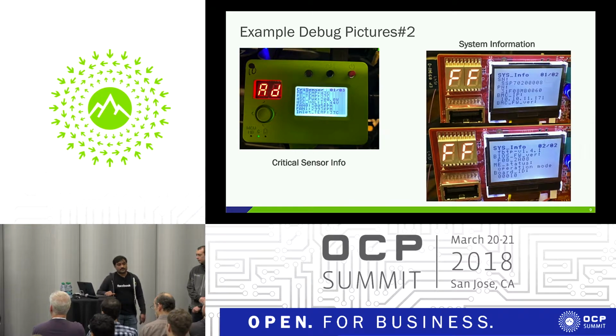And the critical sensors: if something happens on the sensors, it shows up, with the temperatures or voltages for a given sensor in a readable format. And the system information, like all the part numbers, serial numbers, BMC versions, and BIOS versions, are displayed in text format.